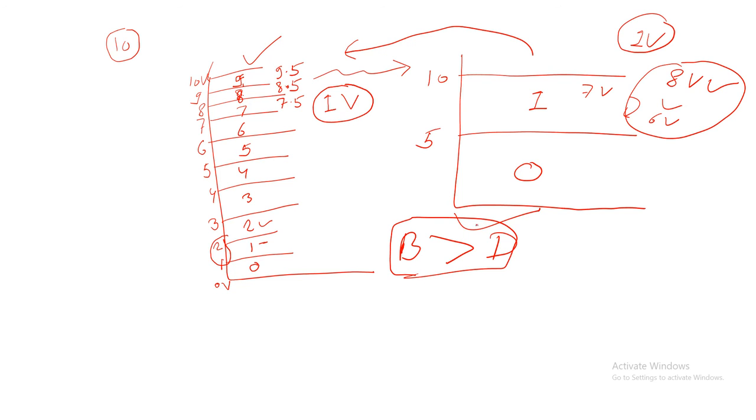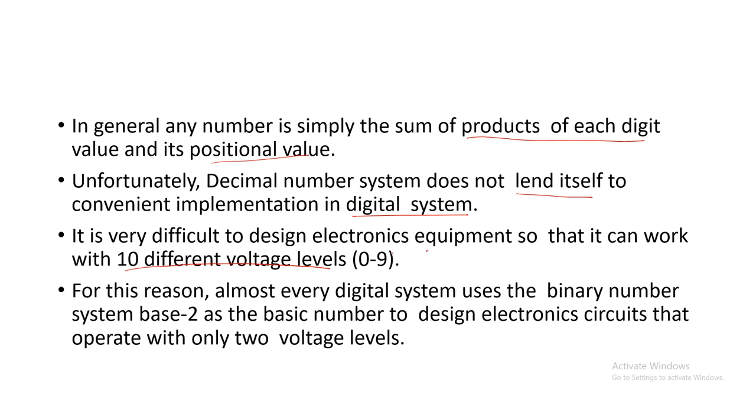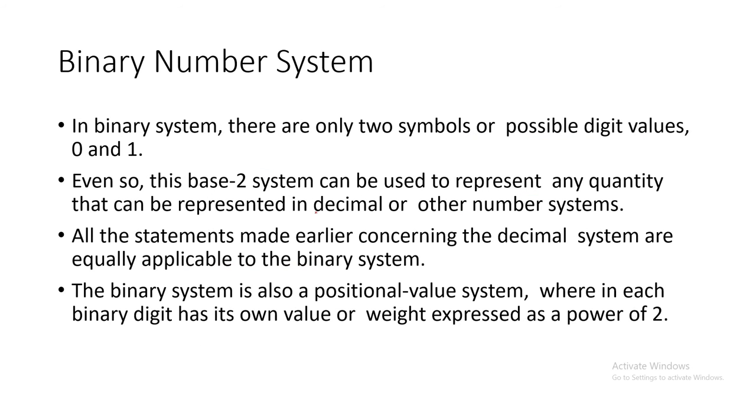Although the first generation of digital devices was implemented in the decimal number system. Okay, so for this reason, almost every digital system uses the binary number system, base 2, as the basic number to design electronic circuits that operate in only two voltage levels, as we have clearly discussed with the help of one example.